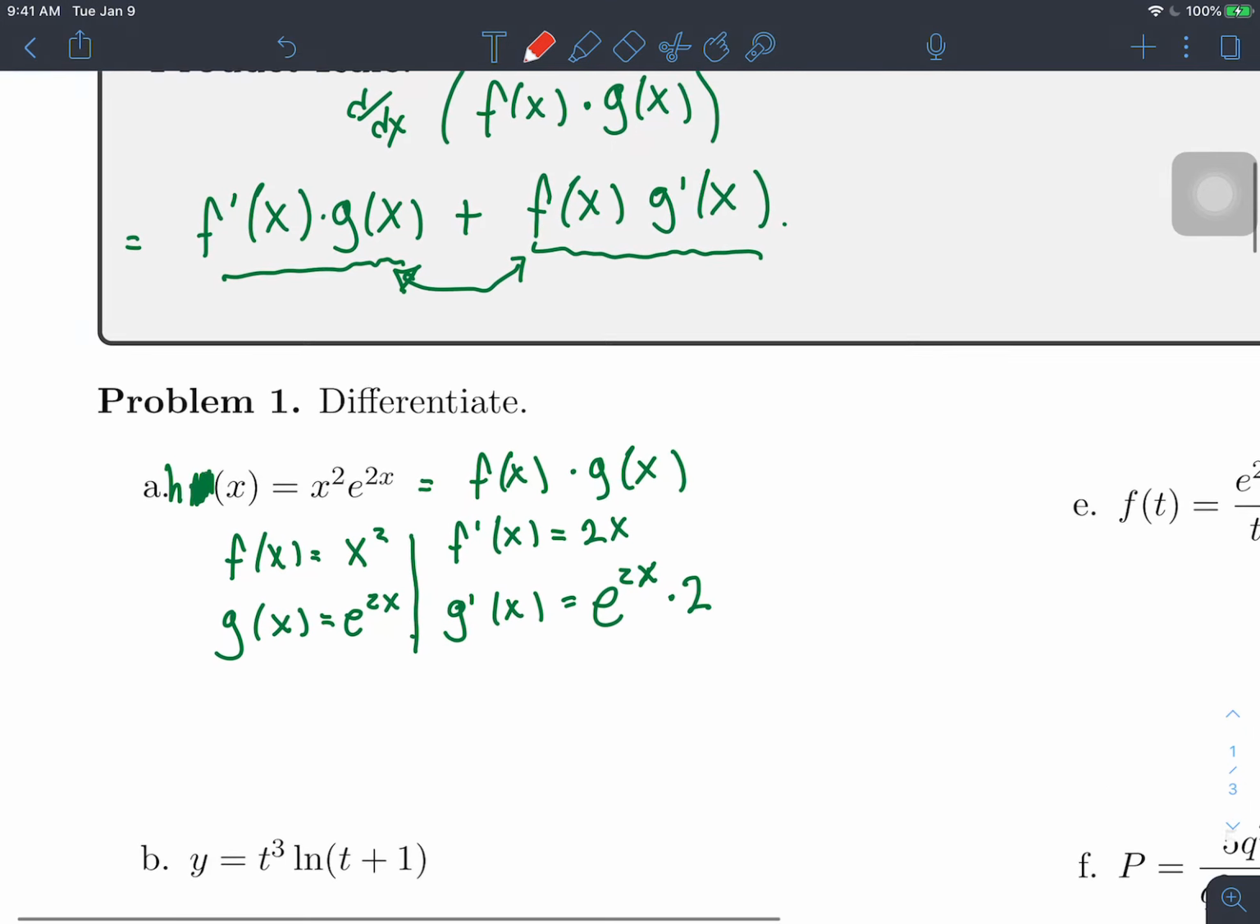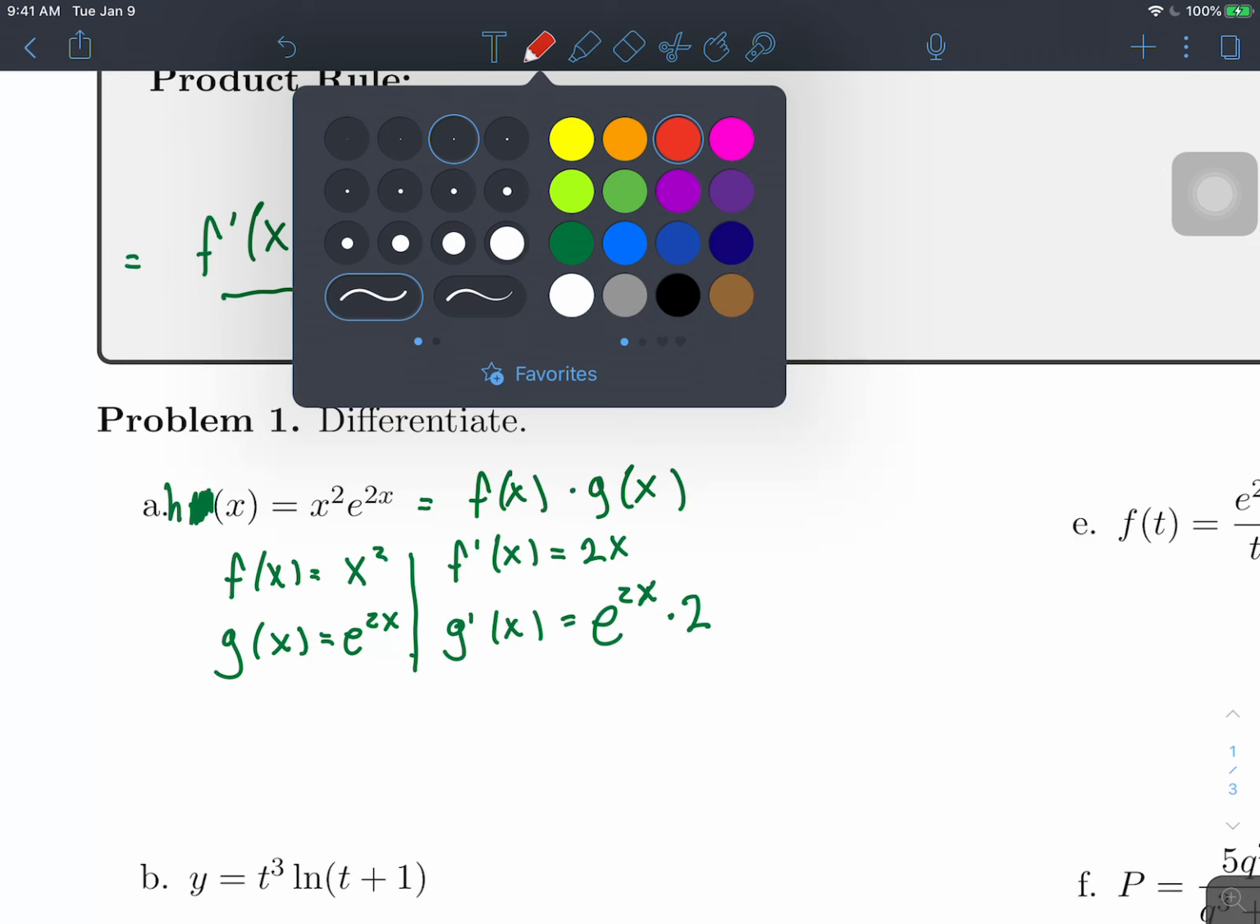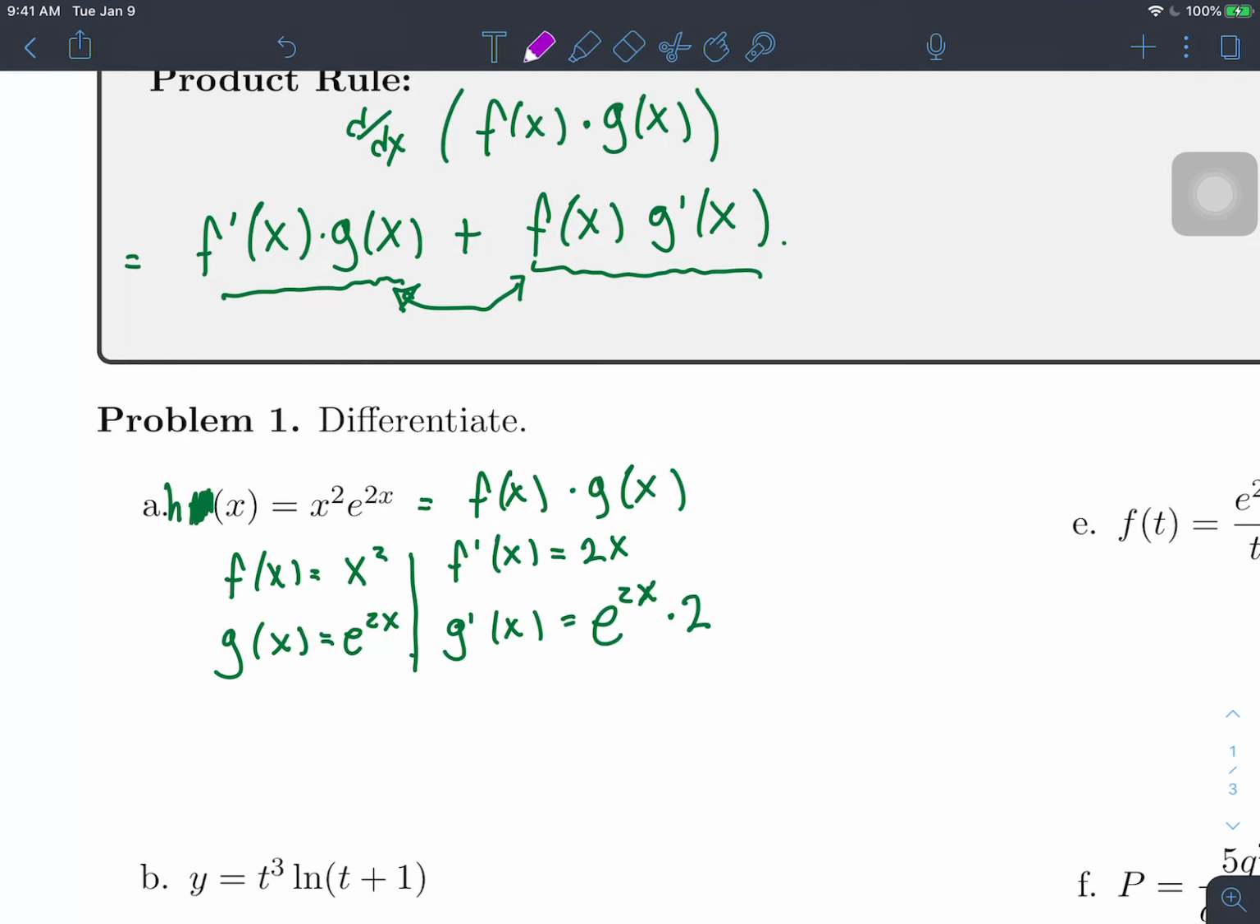Okay, and now here's what we're going to do. This first term here, we should take the derivative of f and multiply that times regular g. Okay, so I'm going to draw this arrow here to say that we're going to multiply those two things together. And we get 2x times e to the power 2x. Okay, now I get a plus sign.